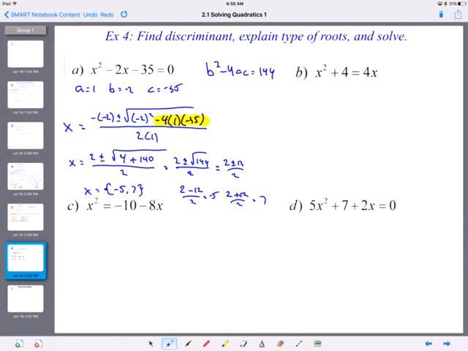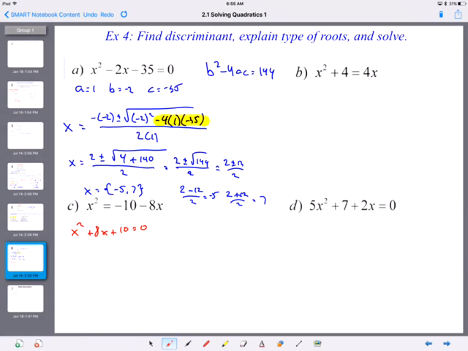Let's do one more of these though. Let me see which one I want to do. Let's go actually with C here. x squared minus 10, or sorry, x squared equals negative 10 minus 8x. So let's get these in the correct order first. x squared plus 8x plus 10 is equal to 0.